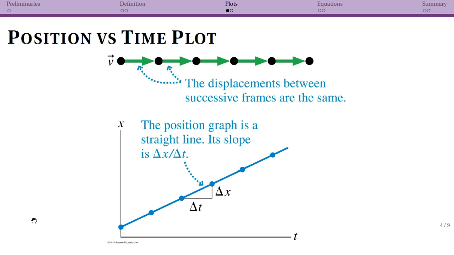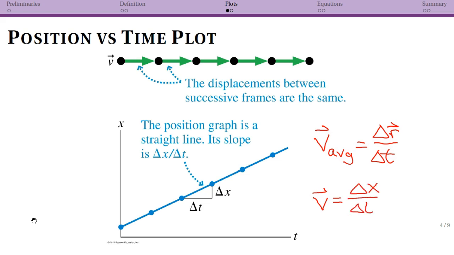So now what we want to think about is how our speed, or our velocity, actually relates to the line we see here. What we've been saying before is that our average velocity was equal to our displacement vector divided by time. What we can now say is that our velocity is equal to delta x over delta t.